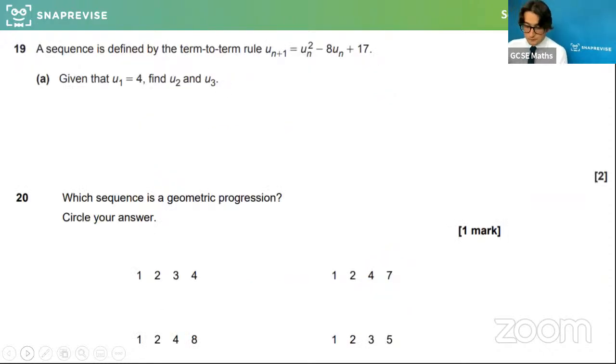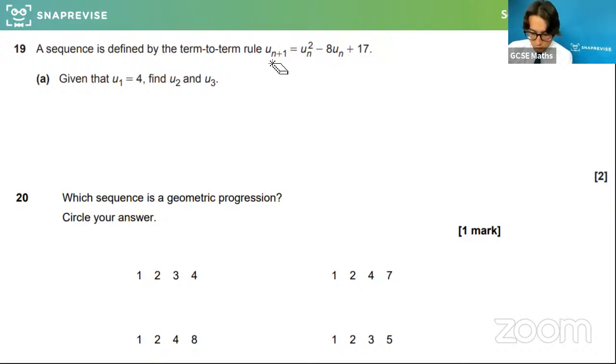So here we go. This is using that notation now, like an exam style question on it. It says a sequence is defined by the term-to-term rule, un plus 1, so the next term on from un, is equal to un squared minus 8 lots of un plus 17. So what this means is to get the next thing, you square the one you're on, you minus 8 lots of it, and you add 17.